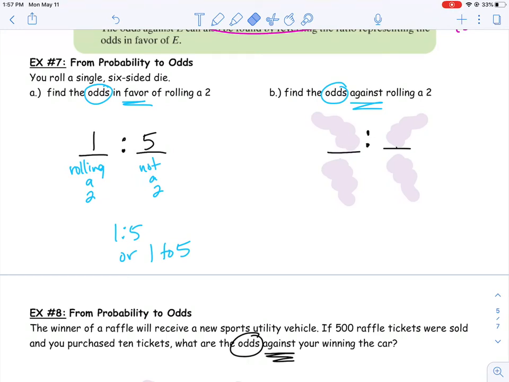Let's look at B. B says find the odds against me rolling a 2. So now I need to think about all the times that I don't have a 2 versus all the times that they are a 2. So how many sections on a die is not a 2? Well, it's 5 sections versus the 1 section that is a 2. So the odds against me rolling a 2 would be 5 to 1. A little bit different than probability. Remember, if I asked you for the probability of rolling a 2, remember probability is what you want out of the total. If I want the probability against me rolling a 2, that would be 5 out of 6 because 6 would be the total. A little bit different than odds, so you've got to be careful.